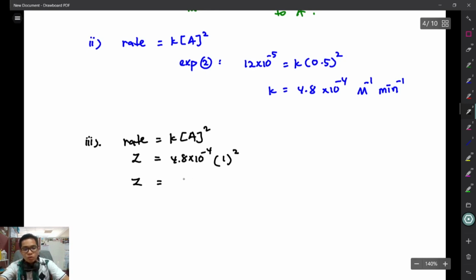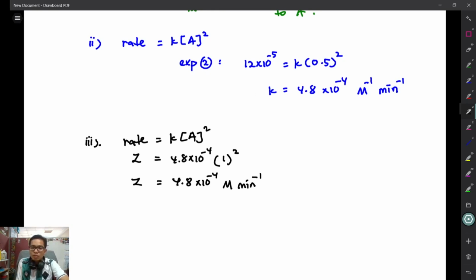The value of Z should be the same as 4.8 exponent negative 4, unit, because this is rate, not rate constant, so just molarity minute minus 1. The difference is that K is the rate constant, Z is just the rate. So molarity per minute for rate, and for rate constant, molarity minus 1 minute minus 1. Okay, we change it there. Okay, so that is for number 9A.